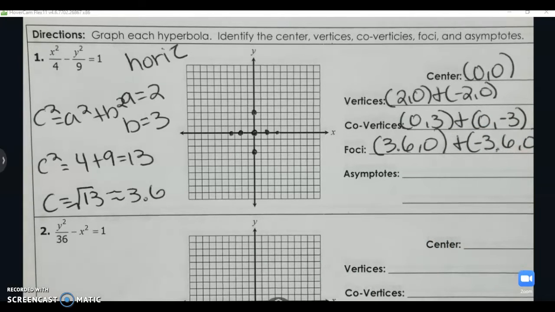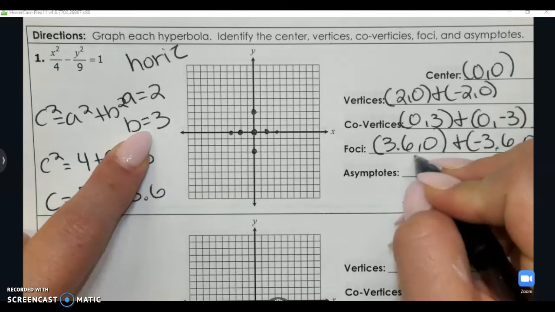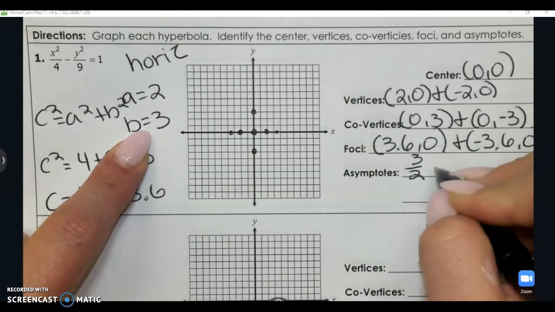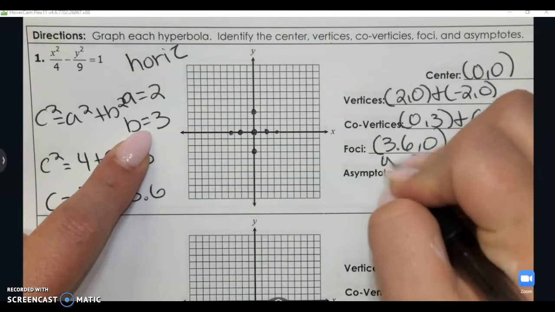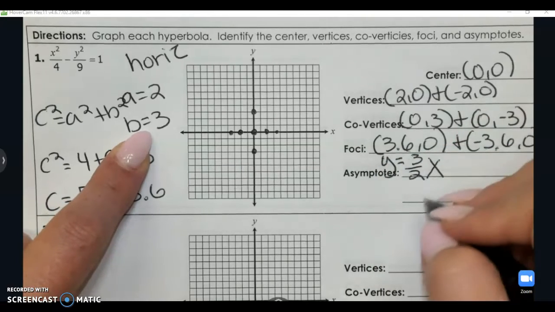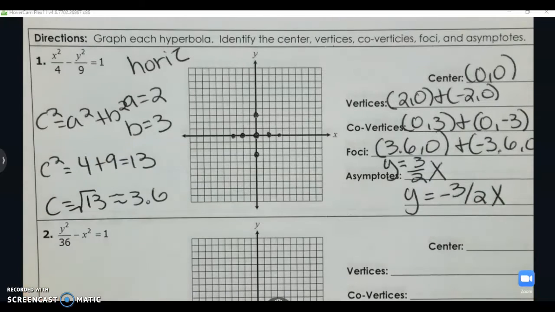All right, so our asymptotes. Because this is a horizontal hyperbola, that's going to be plus or minus b over a. So I'm going to have one that's plus b over a times x plus k, but h and k are both 0, so that would be y equals positive 3 over 2x, and y is going to be negative 3 over 2x for this one.